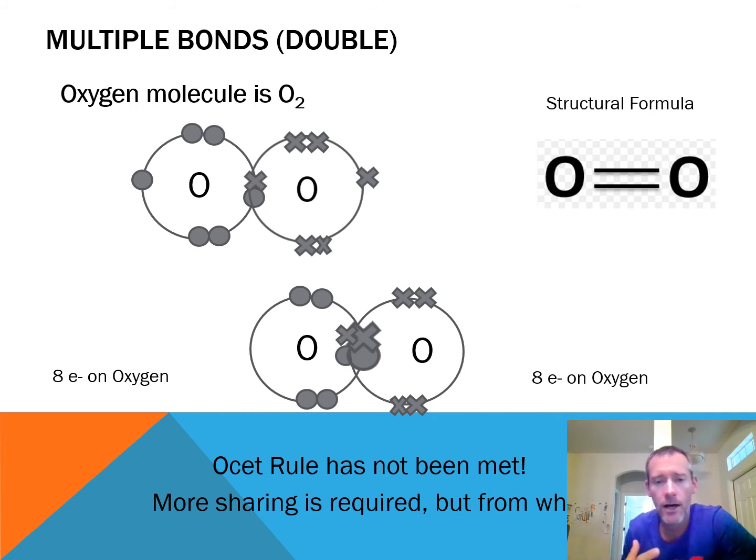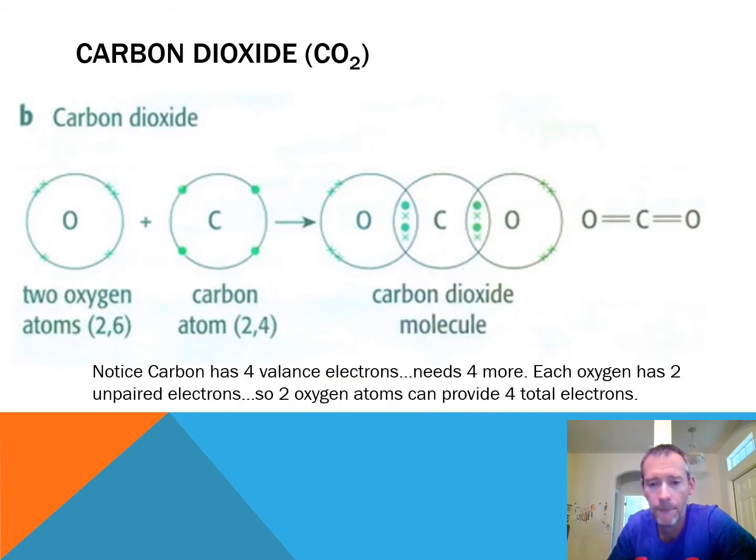So to make more bonds, you have to bring in more electrons to share. Here's carbon dioxide. Notice carbon has 4 valence electrons, so it needs 4 more to make the octet. Each oxygen's lone electrons are going to form bonds with carbon. So you need 2 oxygens to share on both sides of carbon. That's why the formula for carbon dioxide is CO2.